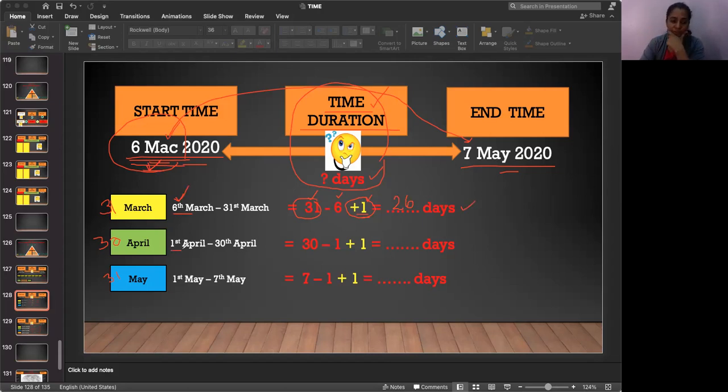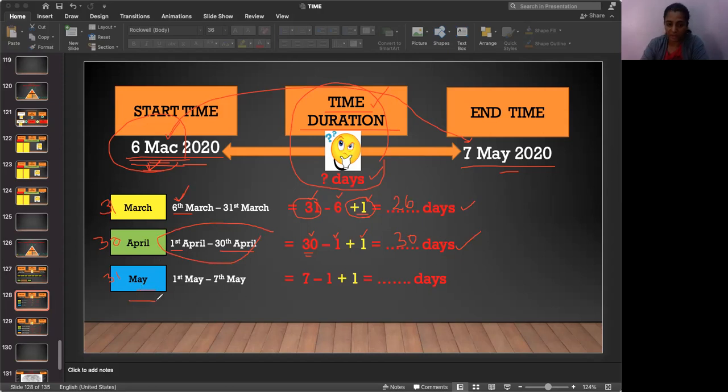Now, of course, from 1st April until 30th April, there are 30 days. So even if you took the formula 30, the last date in April, minus the first date in April, and you added 1, you would end up with 30 days. Can you see that? In April, there's simply 30 days. It's the whole month that's taken into consideration.